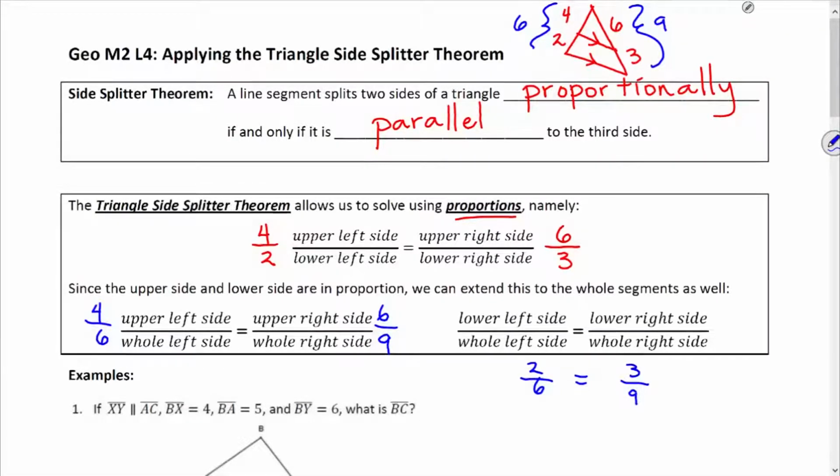The thing to be super careful with is that you are matching the same ratio on both sides. You can't have upper left and lower left on one side, and then upper right and the whole right on the other. It has to be the same ratio on both sides for it to be proportional. So let's look at a few examples where we're using the proportionality to find a missing segment.